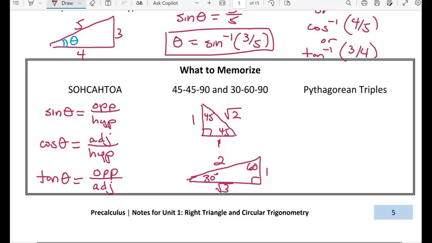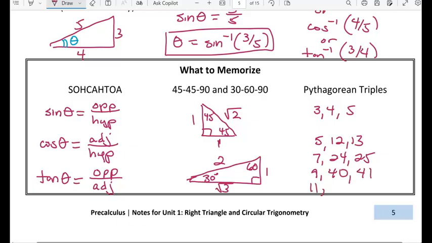You need to memorize some Pythagorean triples. We need to memorize 3, 4, 5. Leave a space there for another one. 5, 12, 13, 7, 24, 25, 9, 40, 41, and 11, 60, 61. Those are the ones that follow that exact same pattern where the short side length is odd and the two longer side lengths are 1 apart and add up to the square of that short side length.